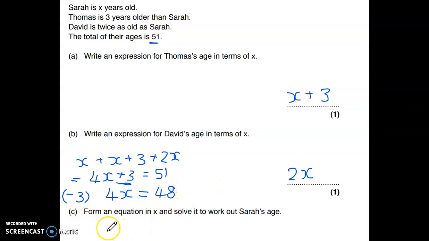So if 4 lots of X is 48, then 1 lot of X, we would have to divide by 4, wouldn't we? So divide by 4, and again we have to do it to both sides. So 4X divided by 4 leaves us with X, and 48 divided by 4 leaves us with 12. So in fact, the number I guessed at the beginning is actually correct, isn't it? Sarah is 12 years old. That was a complete fluke. I hadn't worked it out at that point. But Sarah is 12 years old.